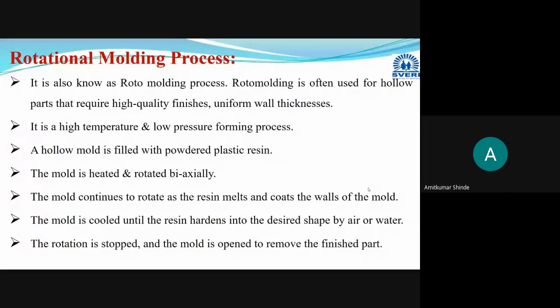Okay, now we will move towards the next molding process, that is the rotational molding process. Okay, now this rotational molding process is also known as roto molding. With the help of this rotational molding process, hollow components, hollow parts with very high quality surface finish and uniform thickness can be manufactured.